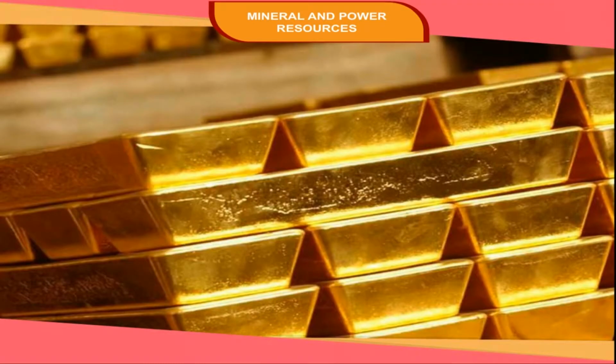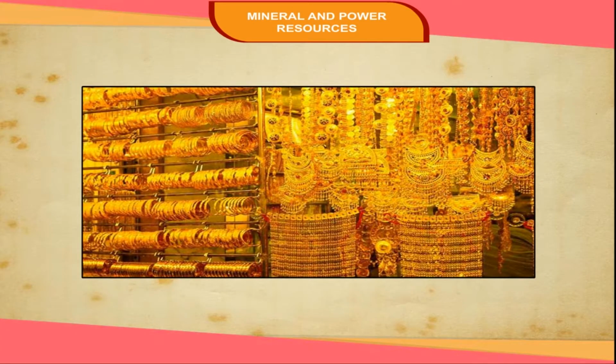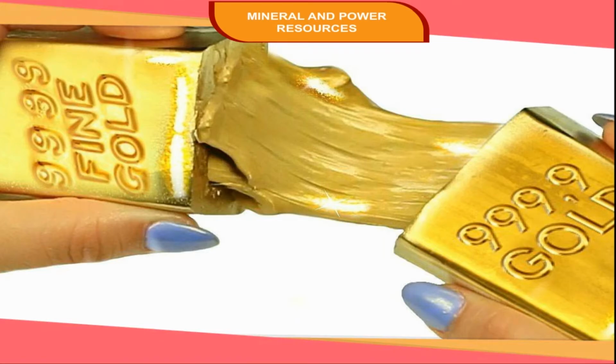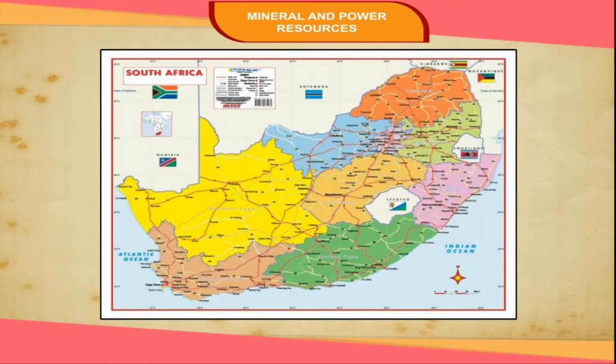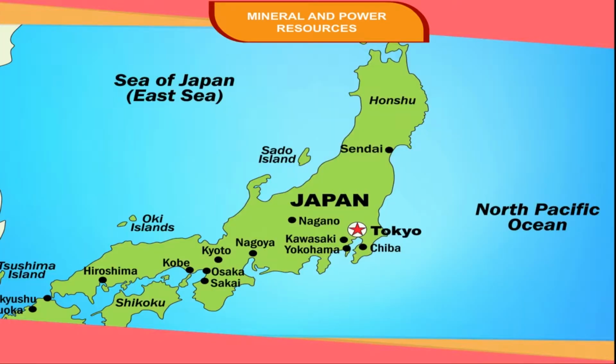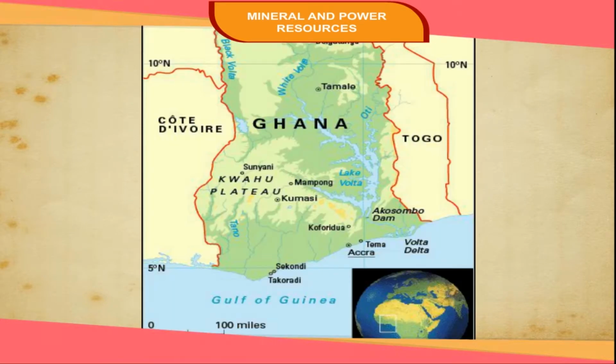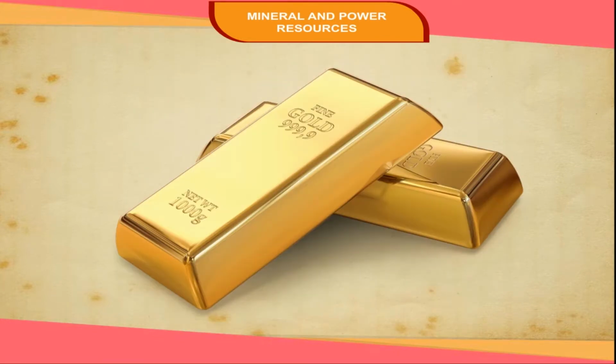Gold. Gold is a precious metal used for making ornaments and other items of luxury. Gold has always been valued as it is also a medium for foreign trade. Today, the international monetary system is backed by gold. The largest producer of gold is South Africa. Canada, Japan, USA, Philippines, Zimbabwe and Ghana are the other producers of gold.